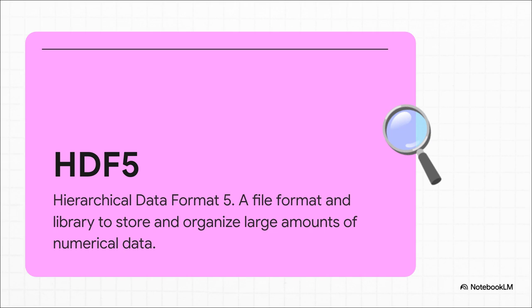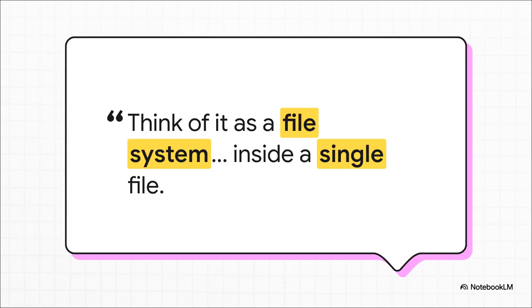It's called HDF5. That stands for Hierarchical Data Format version 5. And it's not just a file format, it's a whole library. And its entire job, its reason for being, is to store and organize massive amounts of numerical data and do it efficiently. Now, if you remember one thing from all of this, let it be this quote. The best way, the absolute best way to get your head around HDF5 is to think of it as a complete file system, with folders and files, but it's all tucked away inside one single file on your computer.